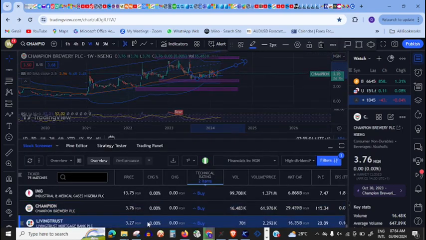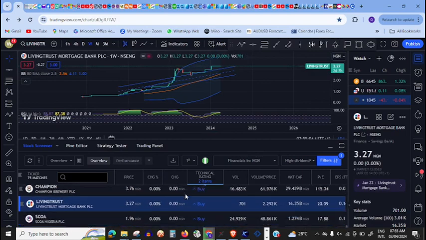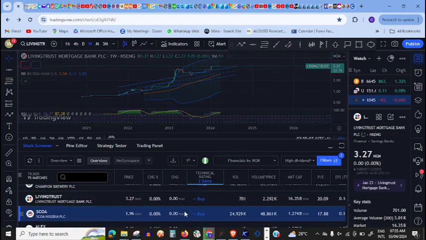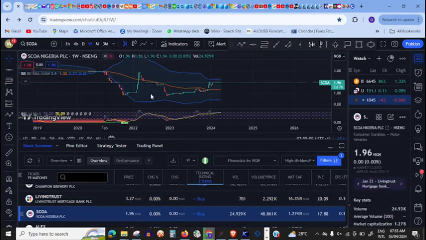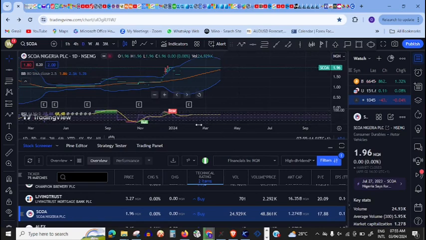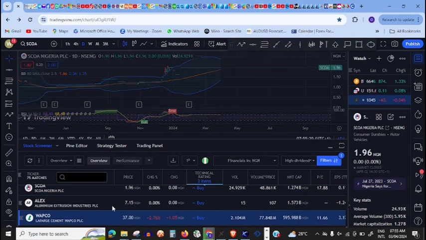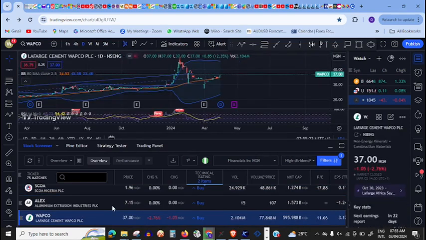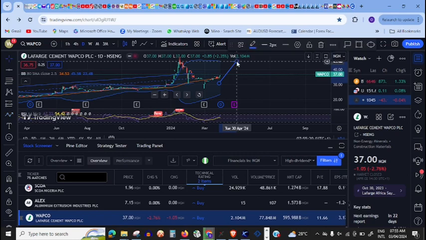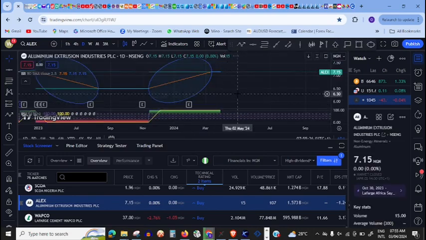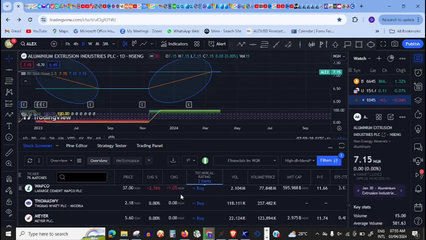Let me see Livingstone. I'm not going to this, it's in the overbought region. So it's in the overbought region on the weekly. Overbought region, and look away. Okay, this is a good one if I can still get entry around here, around 30 naira 60 kobo. No, nothing to look at there.